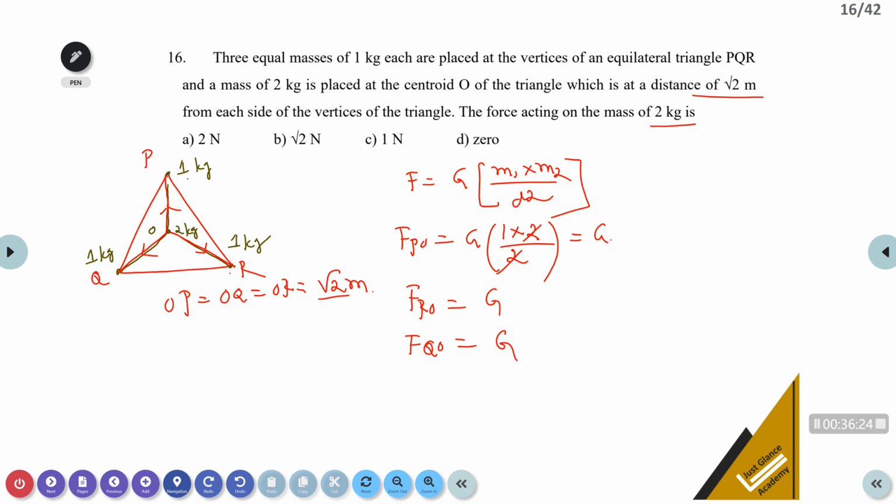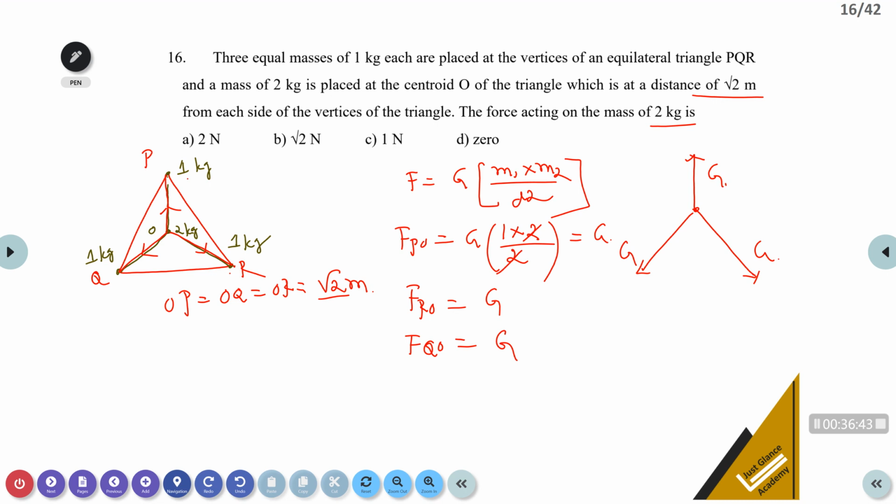Okay. Now I will redraw the diagram here. This is your centroid. One force like this, one force like this, and another force like this. This is also G, this is also G, and this is also G. Okay, fine.